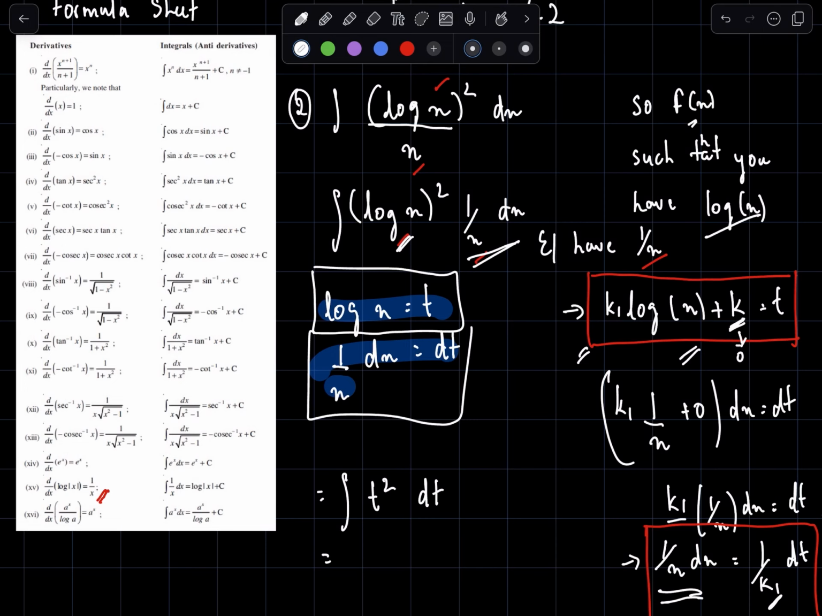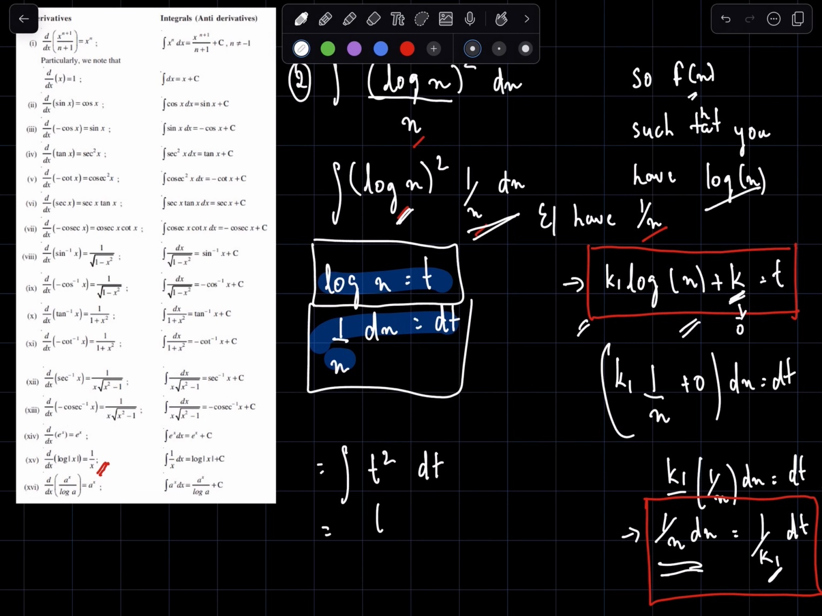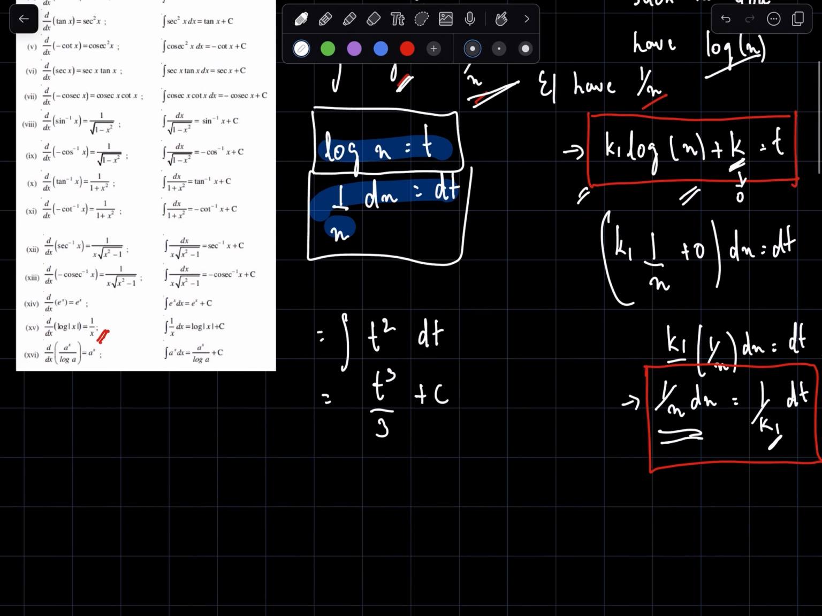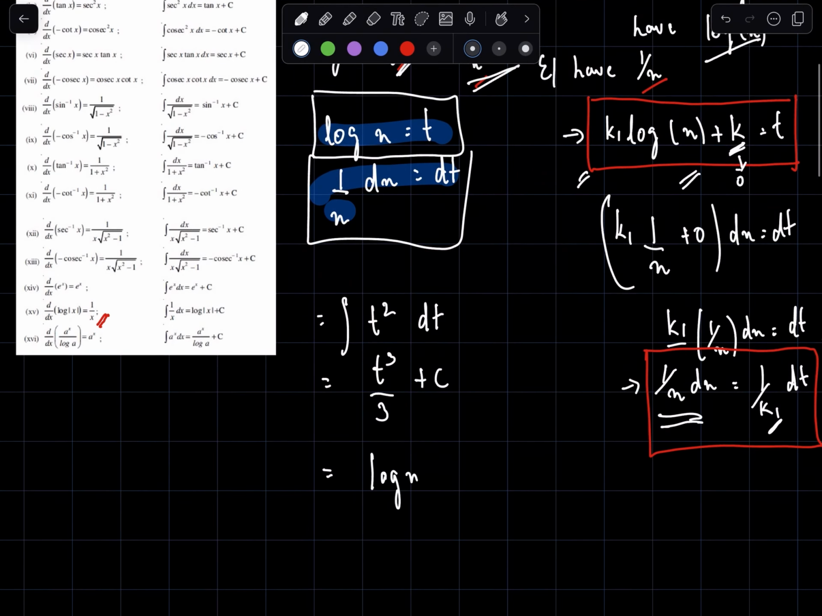Now what is this equal to? How do you integrate this? Easy. t cubed divided by 3 plus c. So now what is your t? Substitute again. t is equal to log x. So this is equal to log of x the whole cubed divided by 3 plus c.